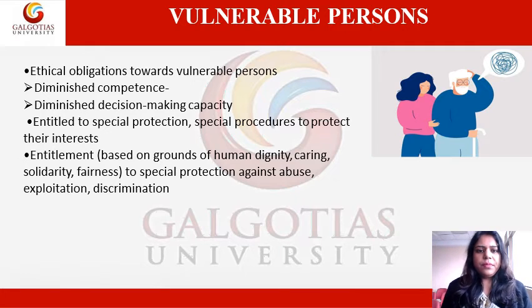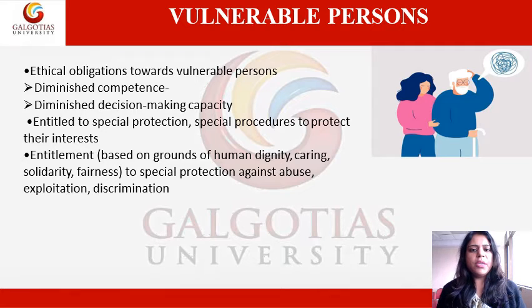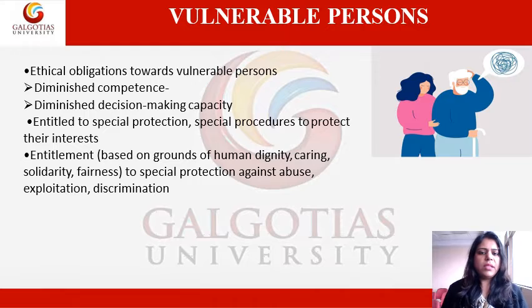Vulnerable population. This means the ethical obligation towards the vulnerable population. First, those with damaged competence or damaged decision-making capacity are entitled to special protection, special procedures to protect their interests, and protection against abuse, exploitation, and discrimination. Entitlement is based on grounds of human dignity and caring, solidarity, and fairness.